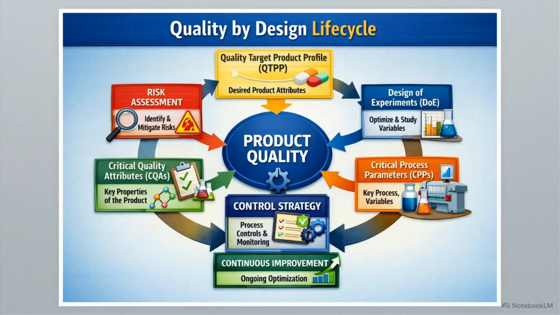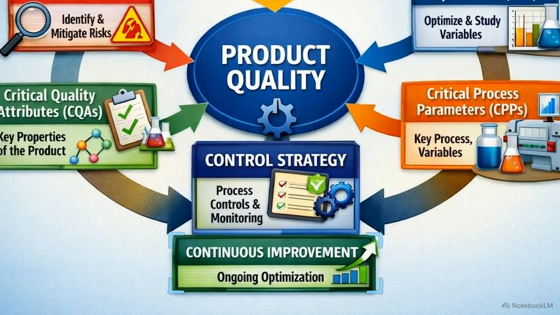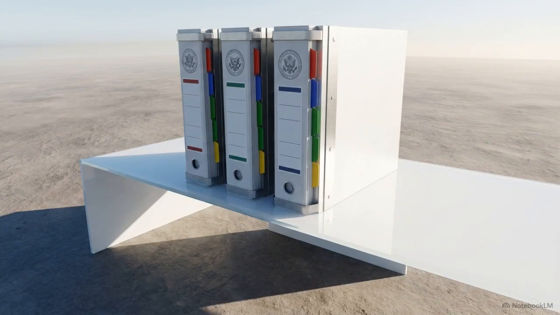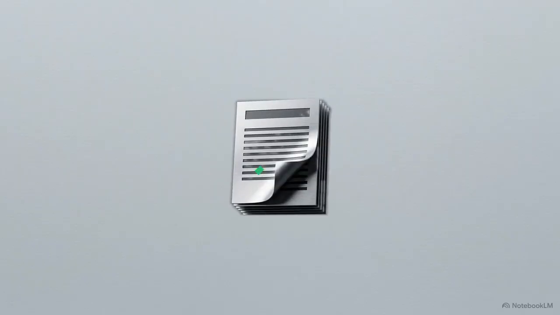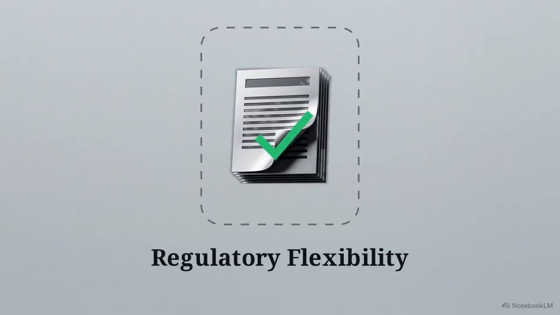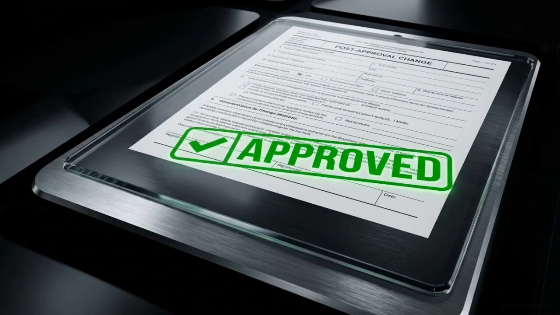Because of feedback loops, this methodology never stops. This quality by design lifecycle diagram shows an active lifecycle orbiting product quality. The system feeds into the continuous improvement node at the bottom, routing operational data back to constantly optimize and refine the process. Global regulators actively encourage this optimization. Under guidelines like ICH Q8, Q9, and Q10, companies proving this level of scientific control are granted much more regulatory flexibility and face fewer hurdles when making post-approval changes.